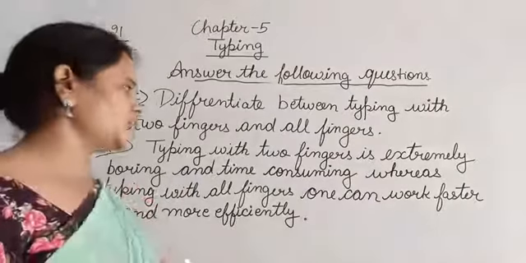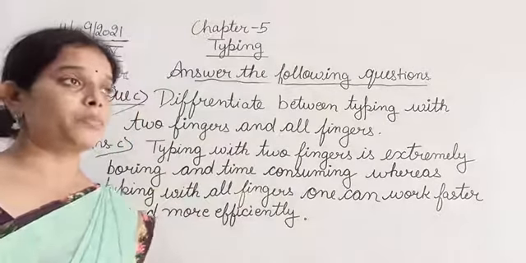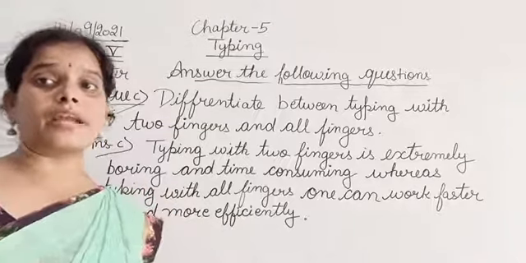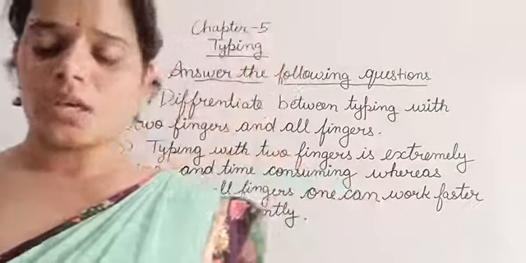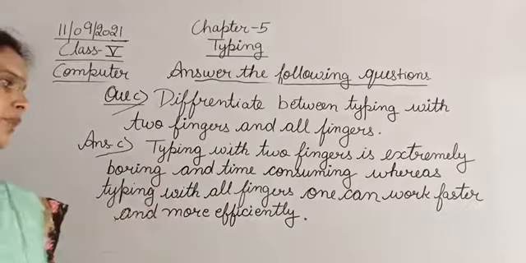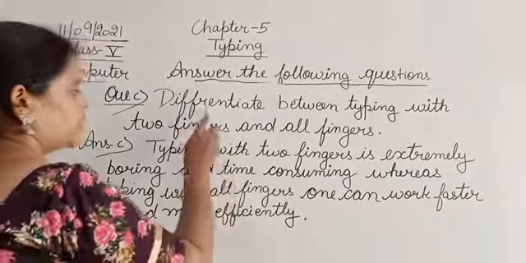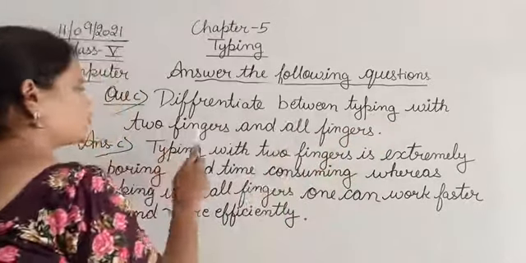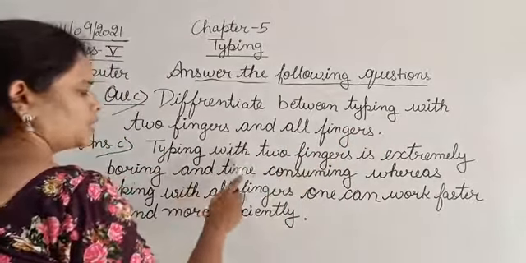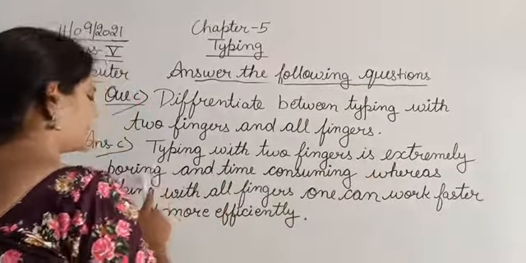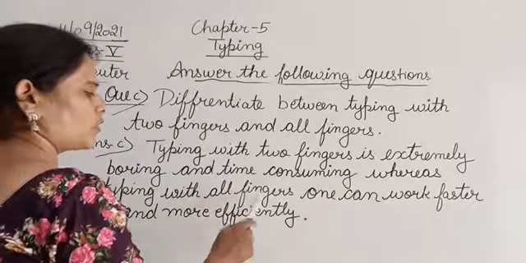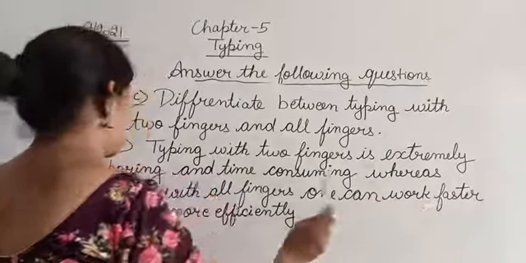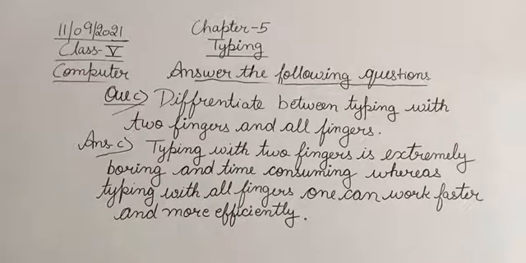When you use all your fingers for typing, less time will be consumed, and the typing will be more efficient. Whereas when we use only two fingers, that will take lots of your time for typing your content, and as it is taking a lot of time, definitely it will be boring as well. So I'm just reading all the words one more time. Differentiate between typing with two fingers and all fingers. Typing with two fingers is extremely boring and time consuming, whereas typing with all fingers, one can work faster and more efficiently. Clear? So this is the answer for question number C.